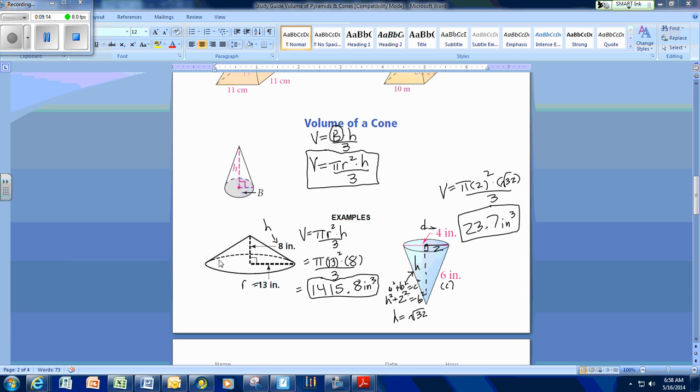So that's a quick lesson on the volume of pyramids and cones. Remember, a pyramid and a cone is exactly 1/3 of a prism or cylinder of the same base, depending on what you're looking at. So don't forget to divide it by 3.